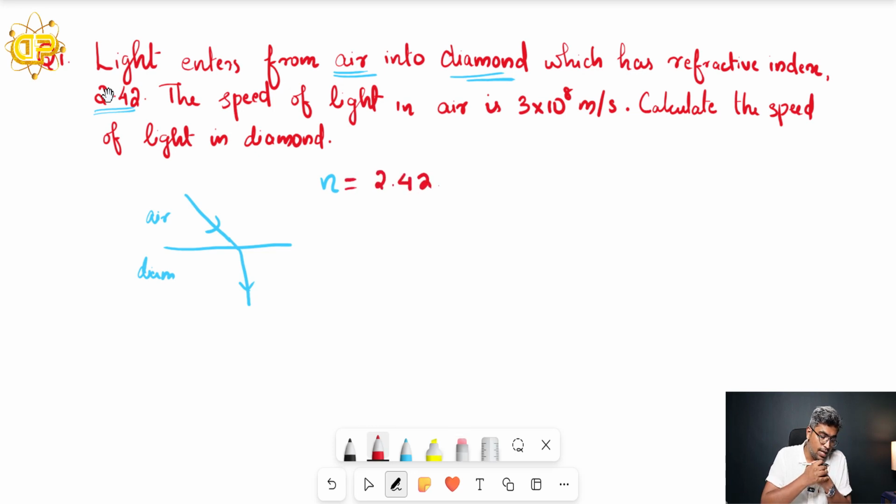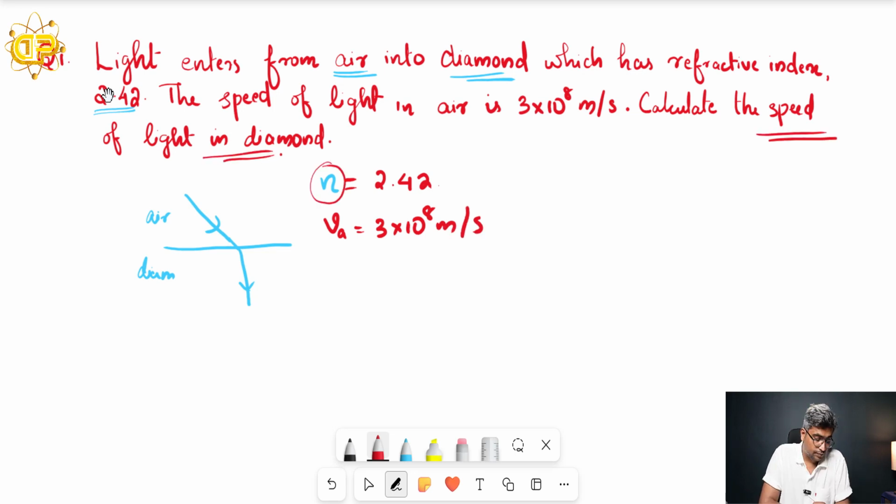and that is given as n is equal to 2.42. Okay, and the speed of light in air is given as 3 into 10 raised to 8 meter per second. Here we need to find out the velocity of light in diamond. So you know the refractive index of diamond with respect to air is given as C by VD, right? Simply the simple equation.